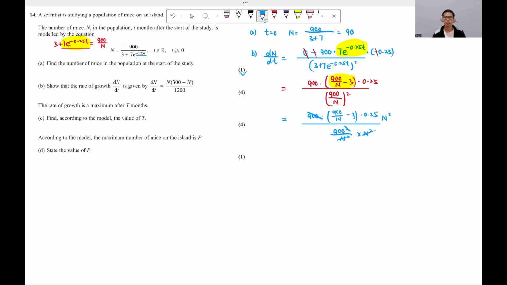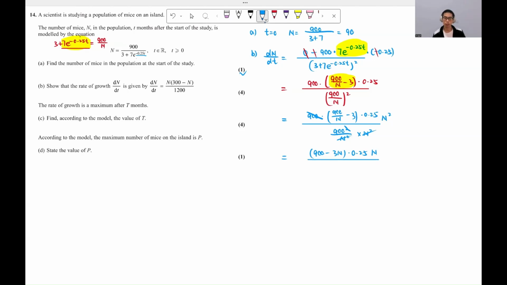Yeah. So now I can times n, one of the n's inside, to cancel out that n. So that would be (900 minus 3n) times 0.25 and then n. So I changed n squared into n times n, and I times one of the n's inside to cancel out the fraction inside.